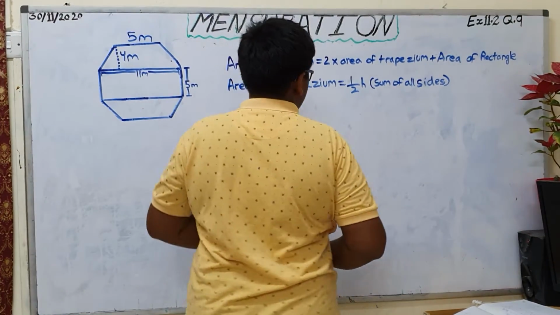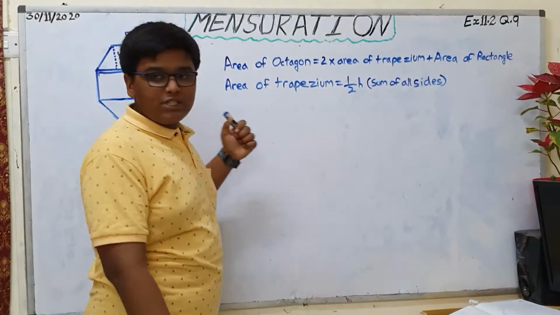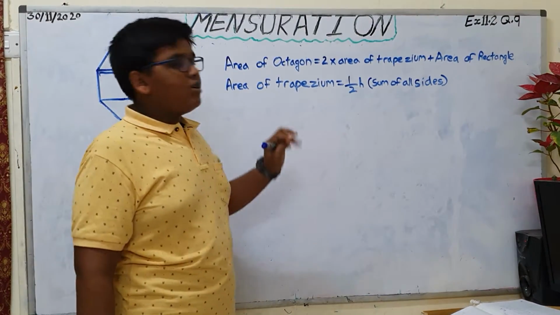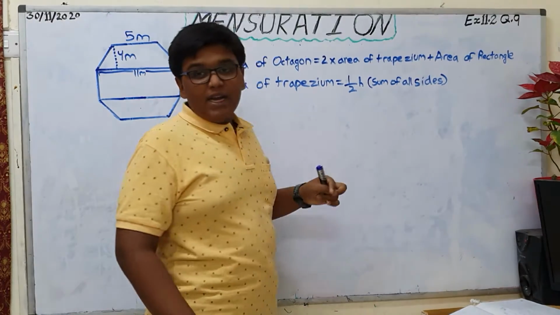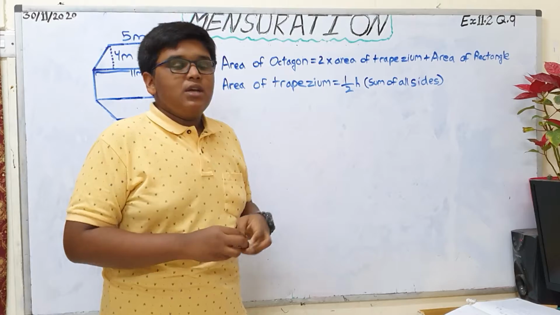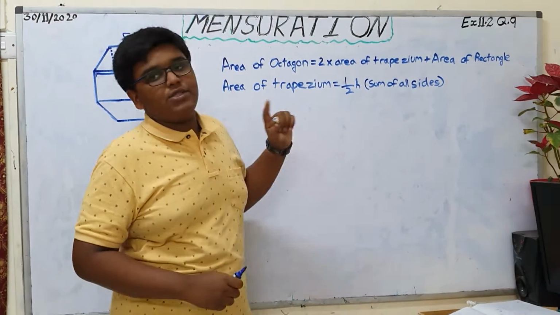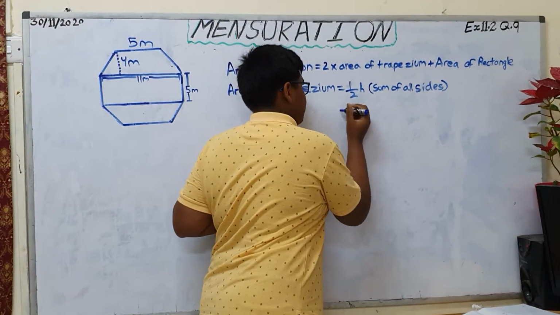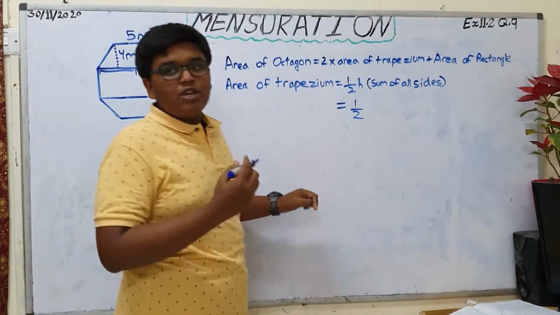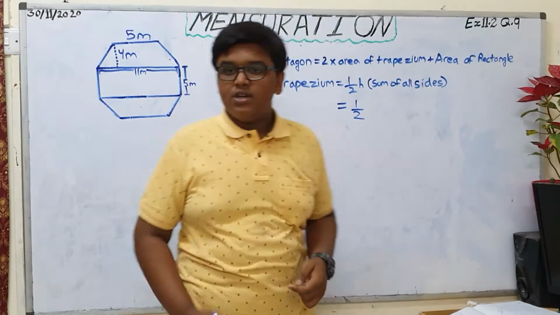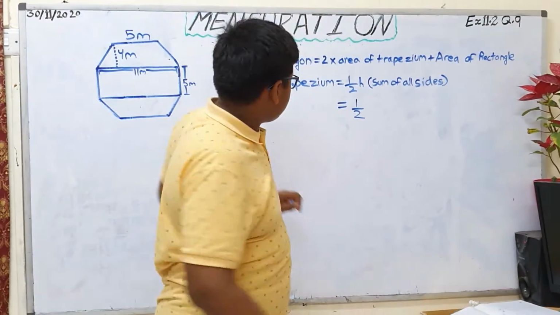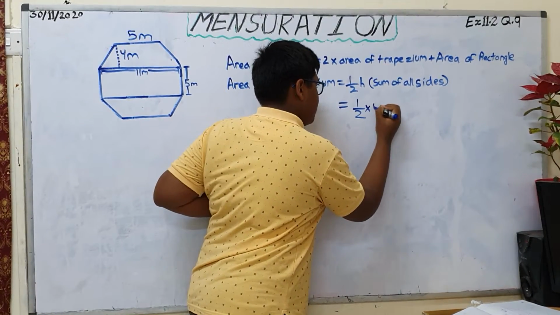Now, for doing that, the first step is area of trapezium, which is equal to 1 by 2 into height into the sum of parallel sides. So what we are saying is 1 by 2 into the height, as we did in the previous questions, in previous videos. Now 1 by 2 into the height. What is the height given here? The height given here is 4 meter. Now we are going to write it here, into 4.